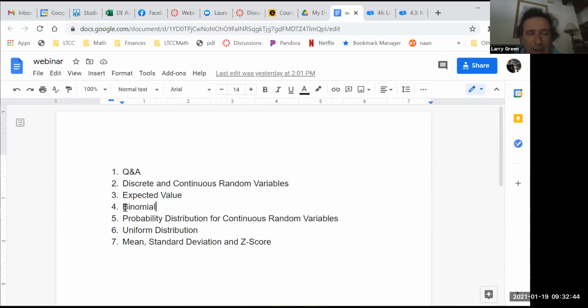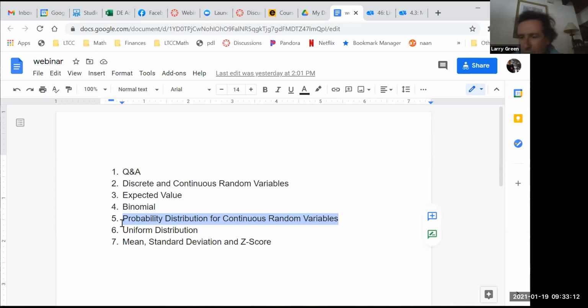Then we'll talk about a binomial distribution. And that's a distribution basically of how many yes answers you get when you have a survey with yes, no questions. So that's what a binomial distribution is going to be. Then we'll get into continuous random variables. So we'll talk about what is a probability distribution with continuous random variables. Looks very different than discrete, as we'll find out.